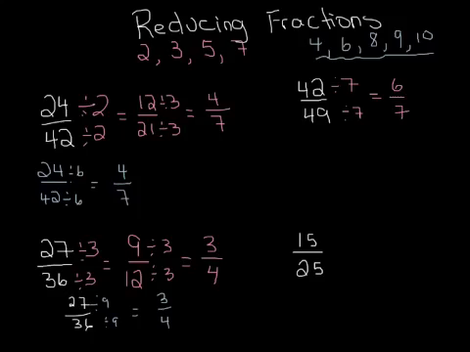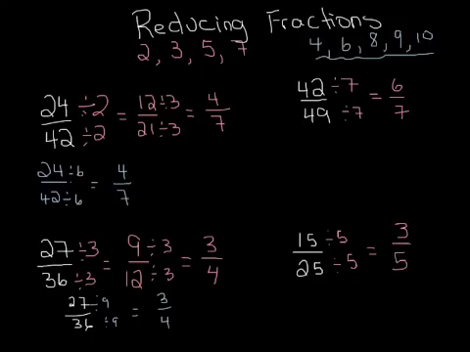And the last one is 15 out of 25. So this might be easy to spot, but we'll go through the process anyways. 2 isn't going to work because they're both odd numbers. 3 will not work for 25. 5 is going to work because the last digit here is 5 and 5. So if it's a 5 or 0, it will work. So we're going to divide these by 5. That's going to equal 3 out of 5.